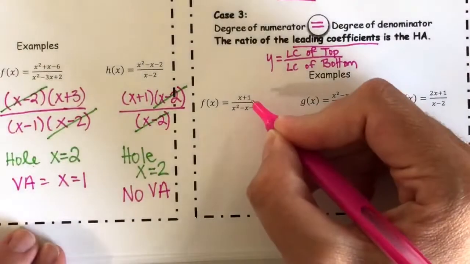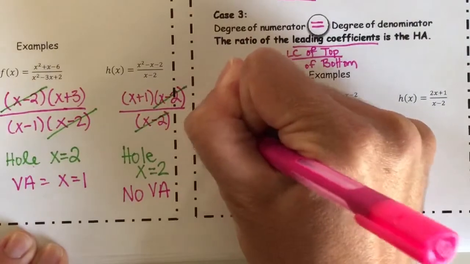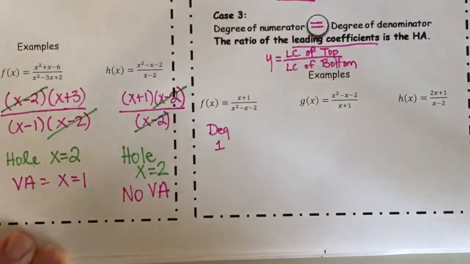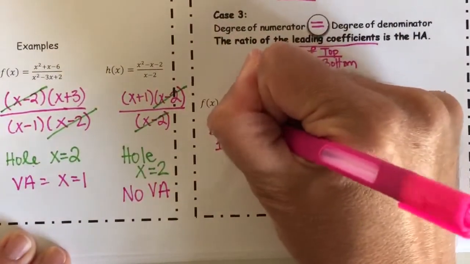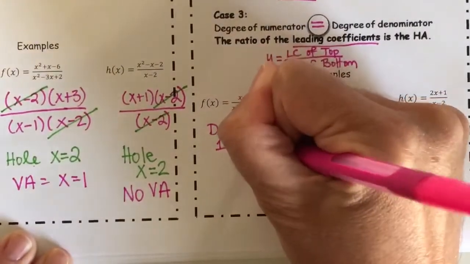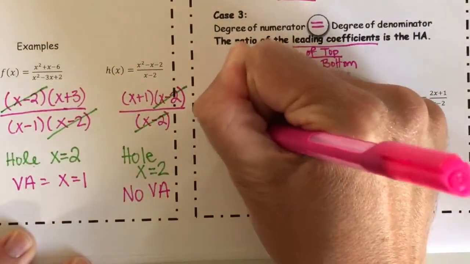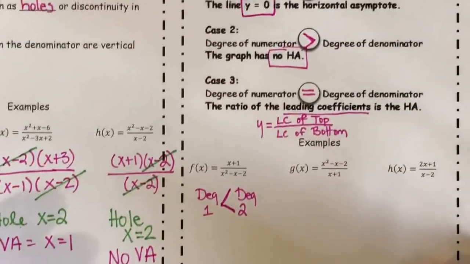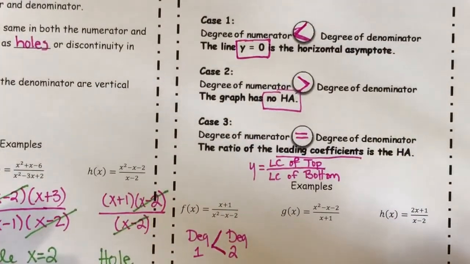So the degree of the top, well, it's linear, so it has a degree of 1. That's x to the first power. The degree of the bottom, it's a quadratic, so it has a degree of 2. So the degree of the denominator is bigger. That means that I have a horizontal asymptote at y equals 0.